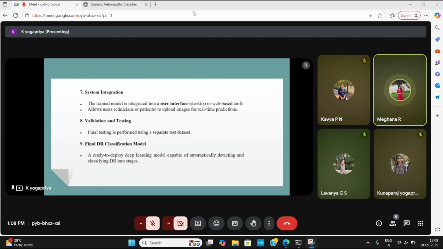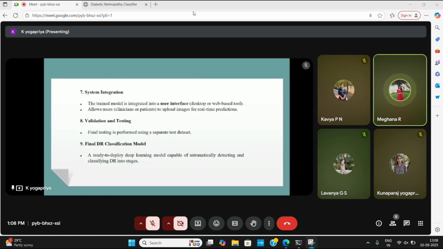And the eighth step is validation and testing. The final model is evaluated on an independent test set that was not seen during training. Real-world testing with data from different sources or hospitals is done, where robustness and generalization across populations are checked.